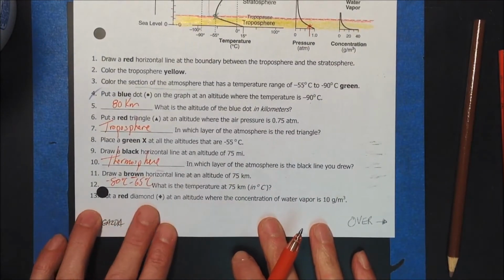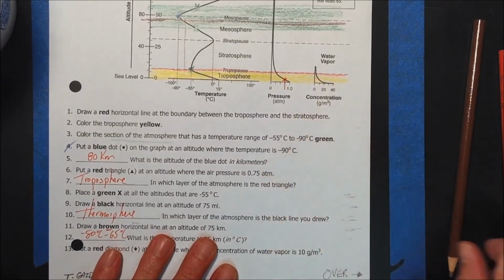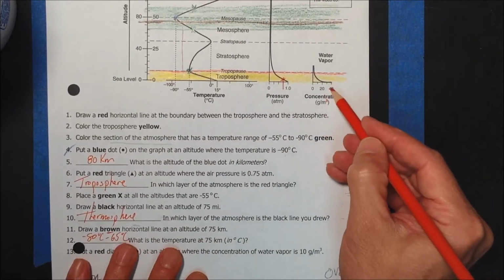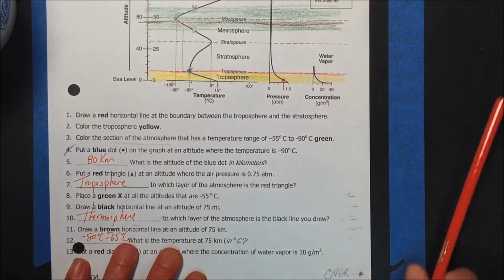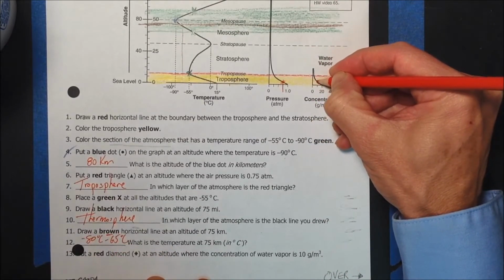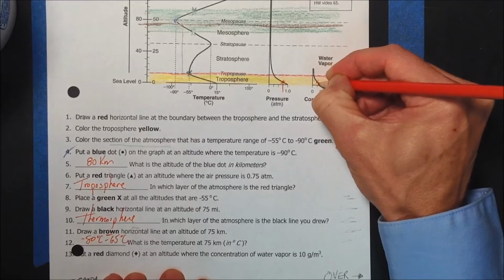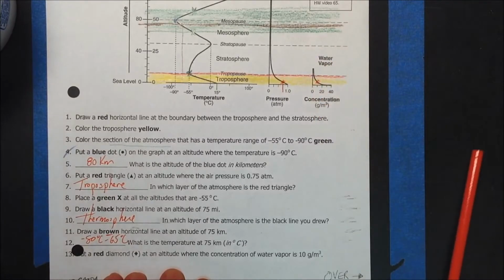13. Put a red diamond at an altitude where the concentration of water vapor is 10. So water vapor is all the way over here, and the concentration 10 is right here. So you have to go up to the graph right there. It's where this graph is key. Not there, that's just a scale. That in the atmosphere is probably about 3 miles up. And a red diamond, it is hard to draw with a pencil, but right about there.